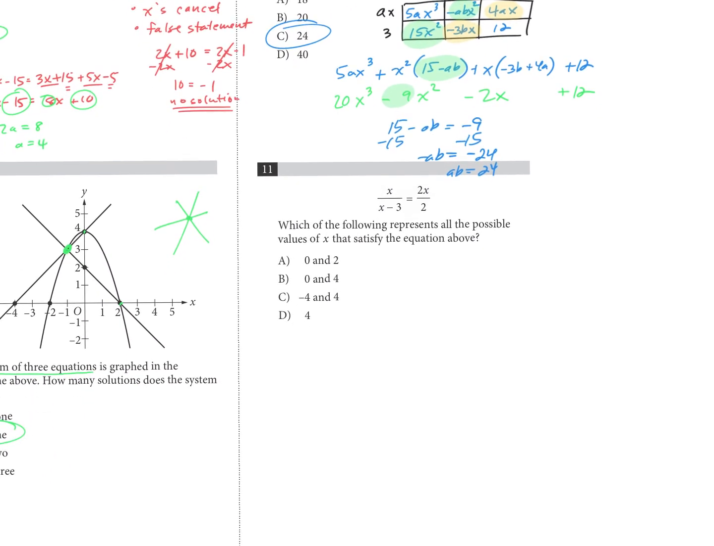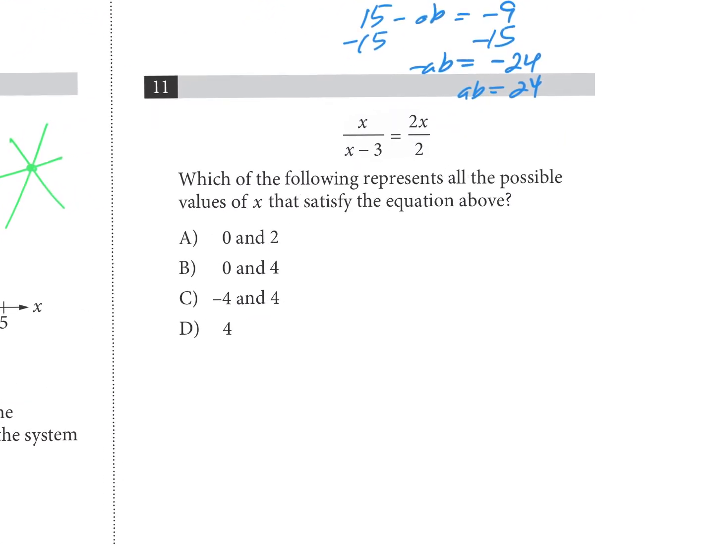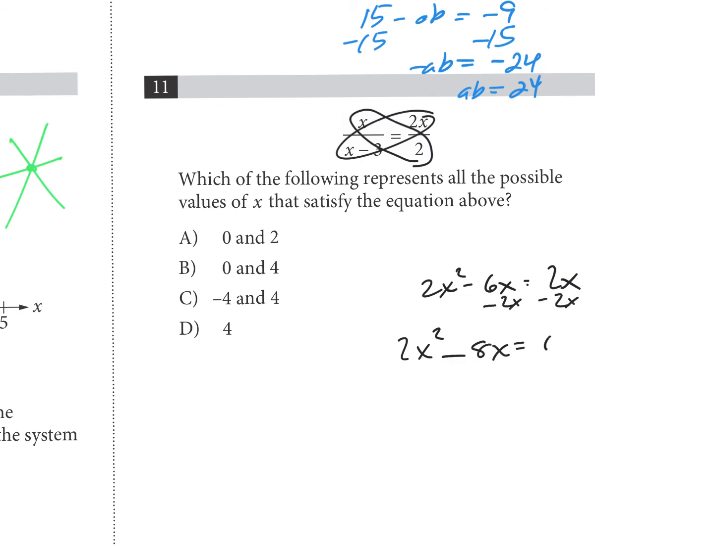All right, on to number 11. I got a proportion: which of the following represents all possible values of x that satisfy the equation above? So I'm just going to try to solve this proportion. Cross multiply, I get 2x squared minus 6x. Cross multiply, I get 2x. So 2x squared minus, and I subtract 2x over, minus 8x equals 0.